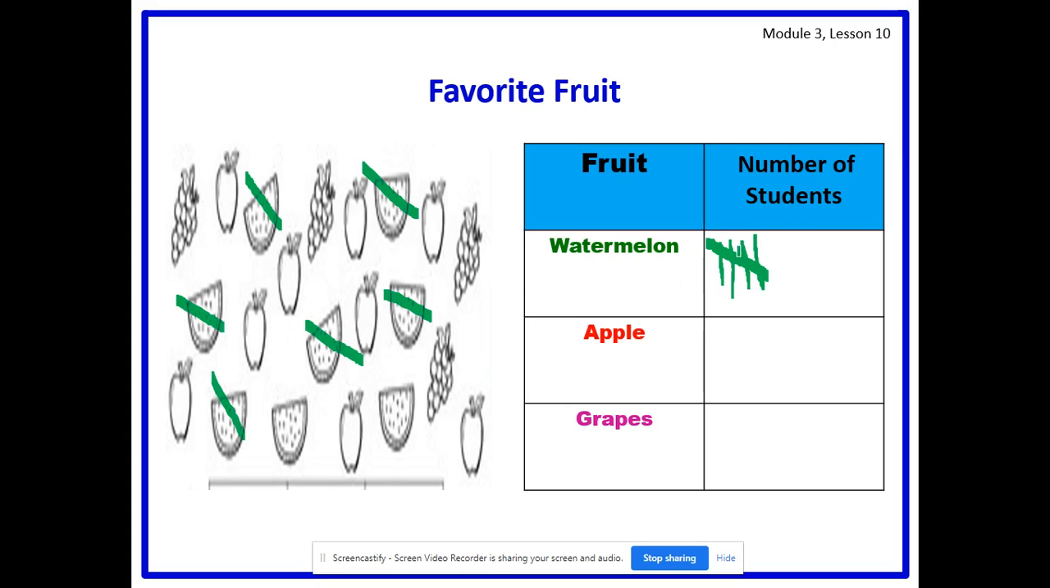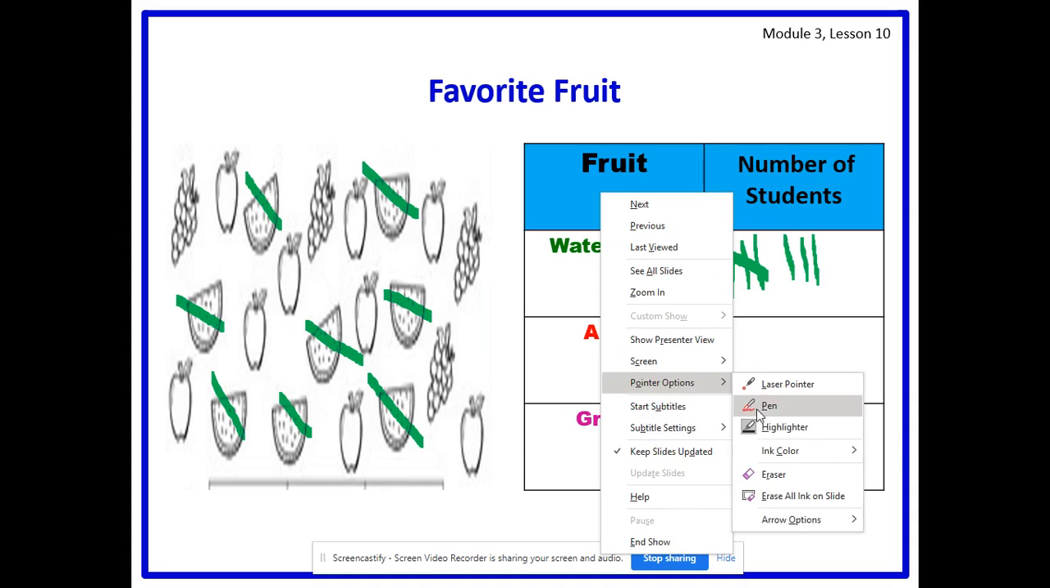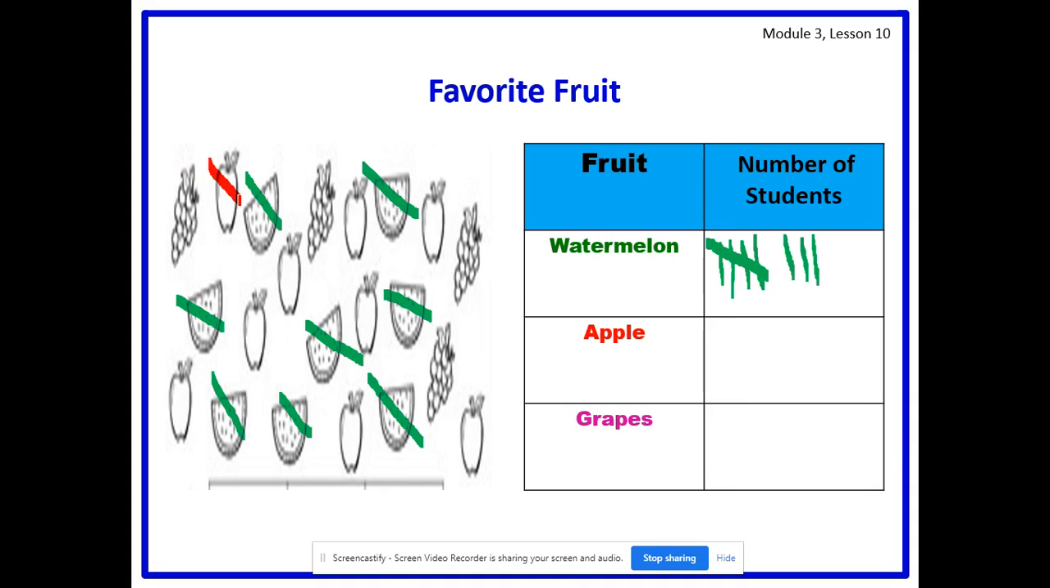So then I see another watermelon here. I see another one here. And another one here. Do you see any more? I don't think I missed any more, right? Okay, now let's count the apples. So I have one apple here. I'll put a tally mark. Another apple here.